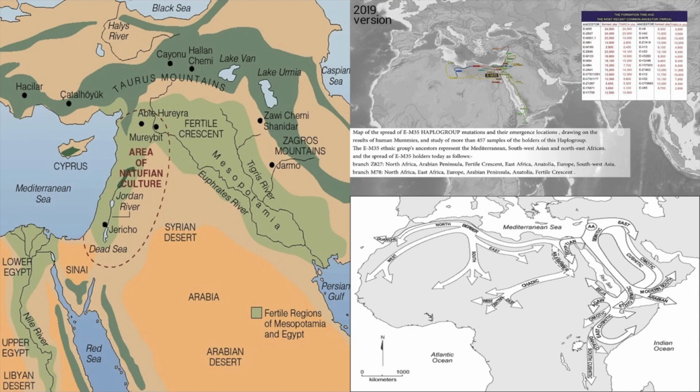And so here is just a visual representation of everything. We have the area of Natufian culture. We have the spread of haplogroup E, and we have the spread of Afro-Asiatic right here.